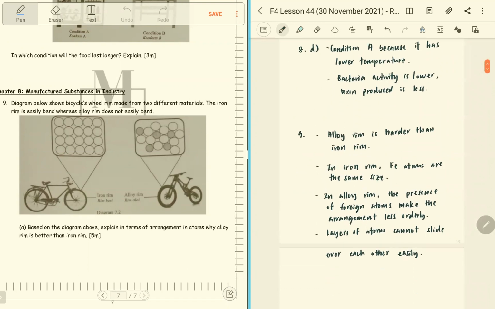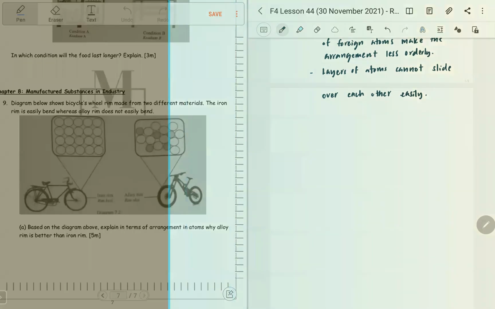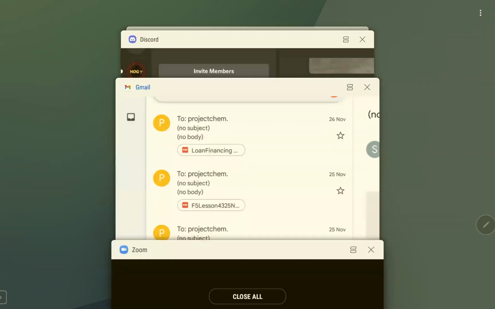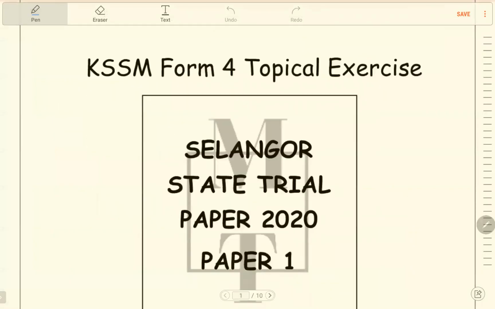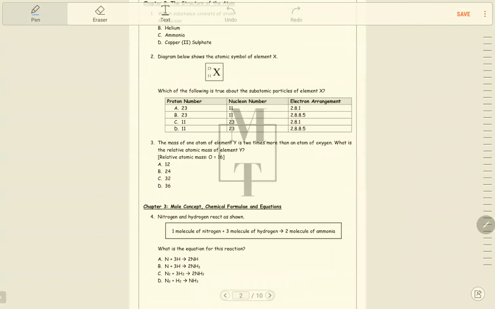Hope it's not too difficult. All right, now we will move on to the next paper. I've just sent in the Selangor paper 2, Selangor paper 1 in WhatsApp. If you could just open that, we will continue from there. So, Selangor State Trial Paper 2020. Let's start with the first page.